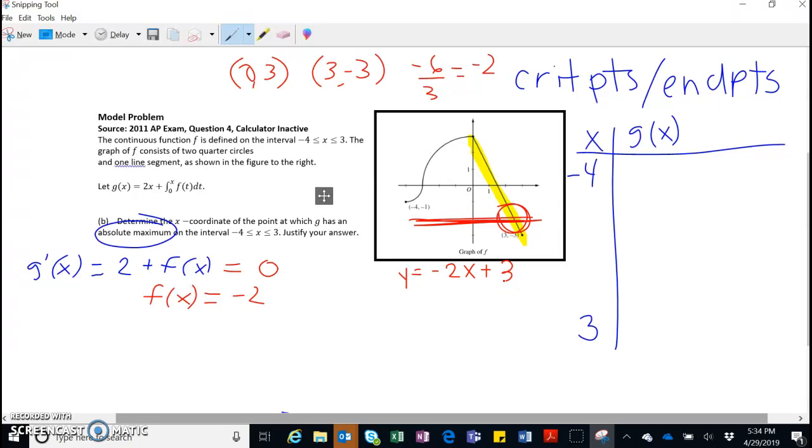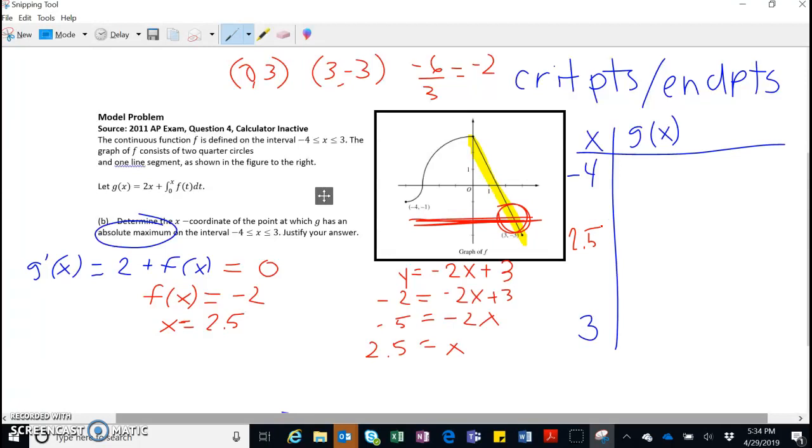And the way to solve this is to set that line equal to negative 2 so that I can uncover when that piece has a y value of negative 2. Do some rearranging, move the 3 over, divide by negative 2, and it looks like the x value where my derivative is equal to 0 is at x equals 2.5. And just with a quick scan of my graph, I believe that. It looks to be between 2 and 3.